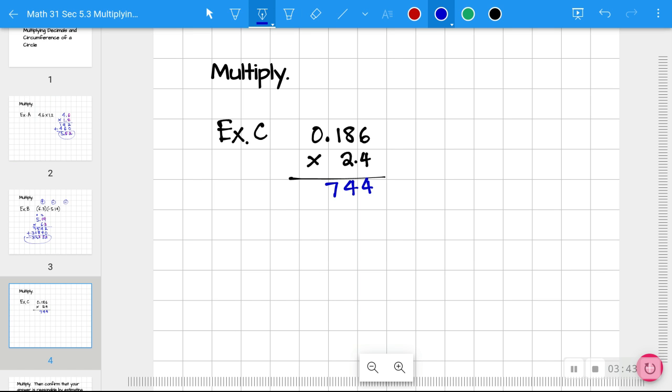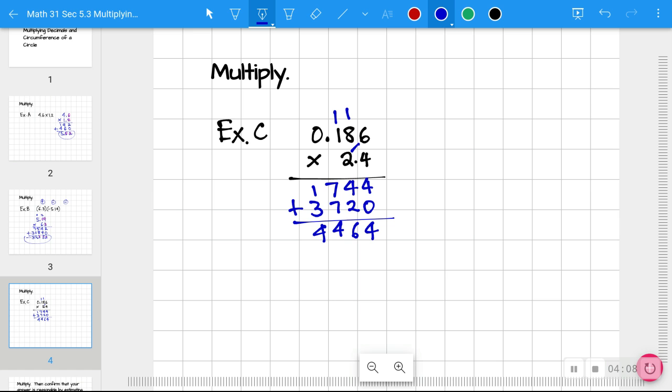The 2 is shifted over, so we have to shift ours over 2 by putting a 0. 2 times 6 is 12. 2 times 8 is 16, with 1 more is 17. You have to carry the 1. And 2 times 1 with 1 more is 3. Now you can add these numbers. 4, 6, 14, carry, and there you go.